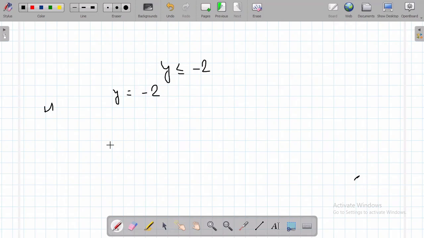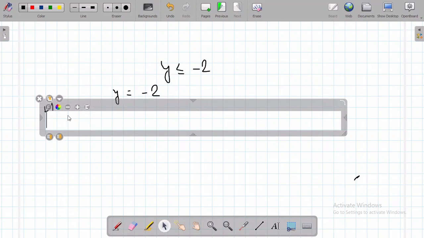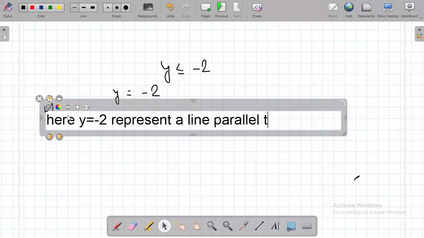Here, let me write it this way. Here y equals -2 represents a line parallel to the x-axis.